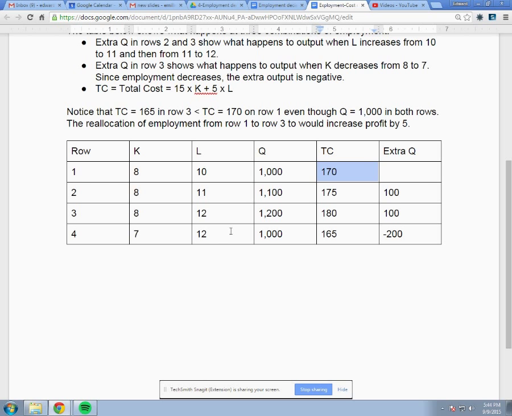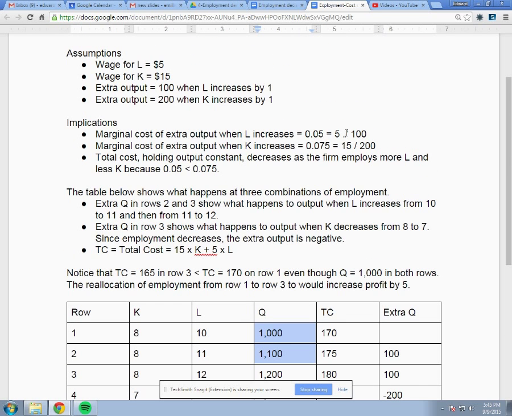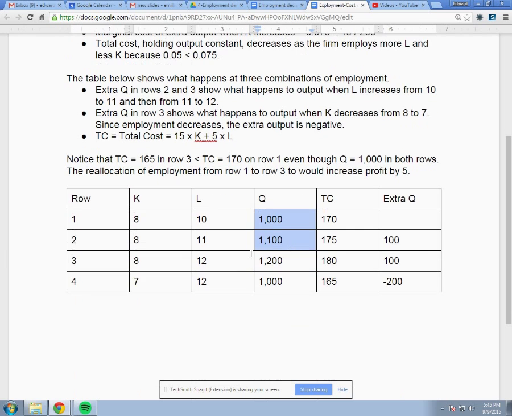So the first thing I'm going to do is say, what happens if I employ one more L? If I employ one more L, my total cost is going to rise by $5. Each L costs me $5. But output's going to rise by 100 because the marginal product of L is 100. So when L goes from 10 to 11, and K stays constant at 8, output rises to 1,100, and total cost rises to 175.